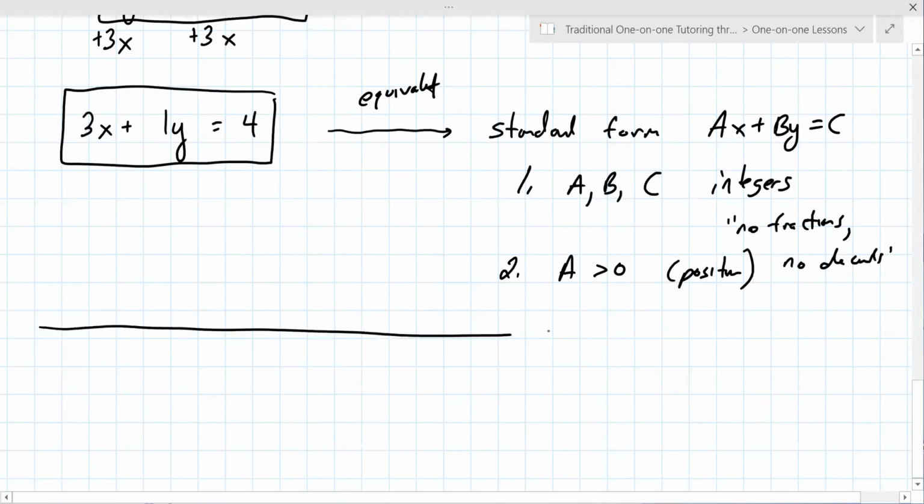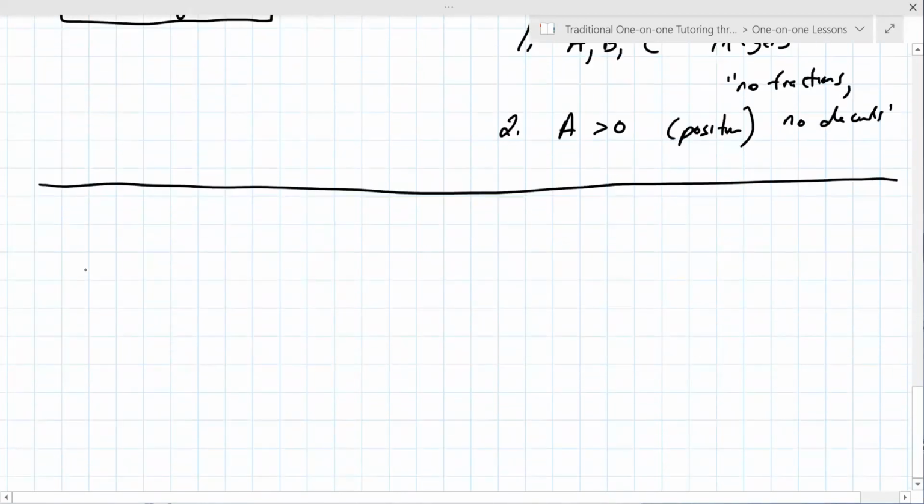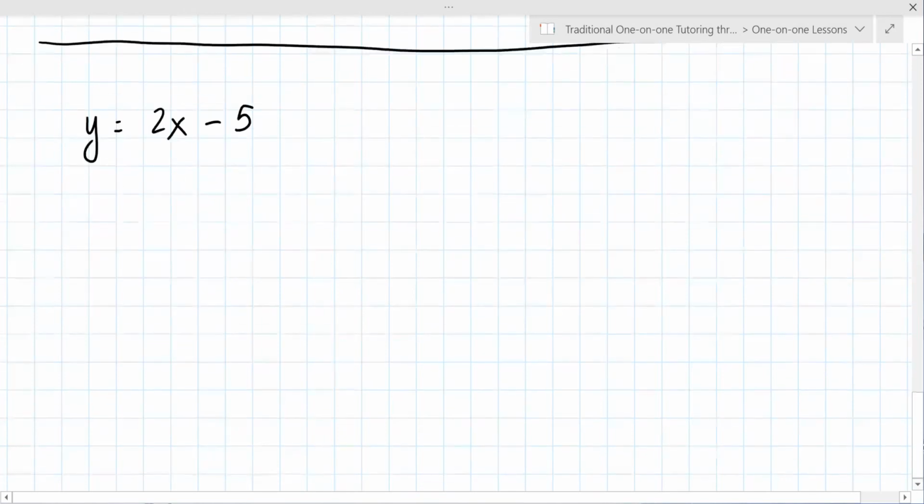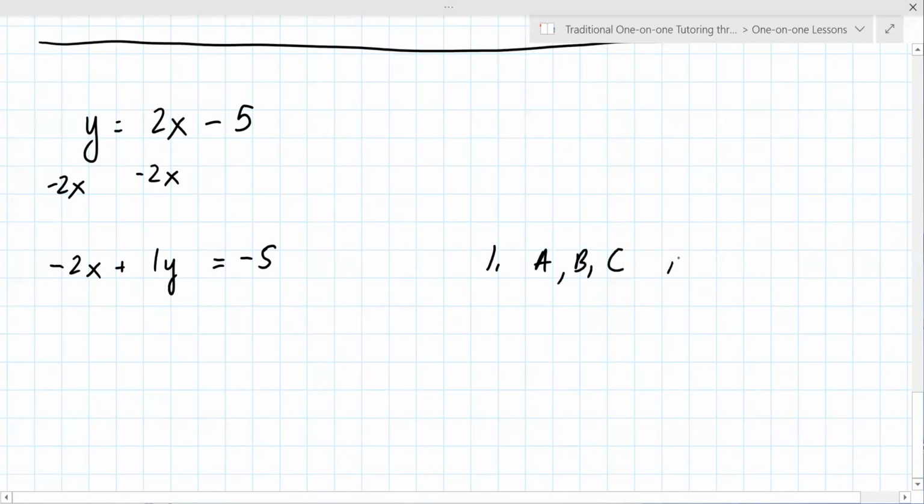Okay. So I'll give you an example here. Let's see, it's y equals 2x minus 5. We're going to do this example together. So we're going to subtract 2x from both sides. So it's minus 2x plus 1y equals minus 5. Okay. So now there's two criteria here. A, B, and C have to all be integers. Is negative 2 an integer? Is 1 an integer? And is 5 an integer? And the answer is yes, they're all integers.